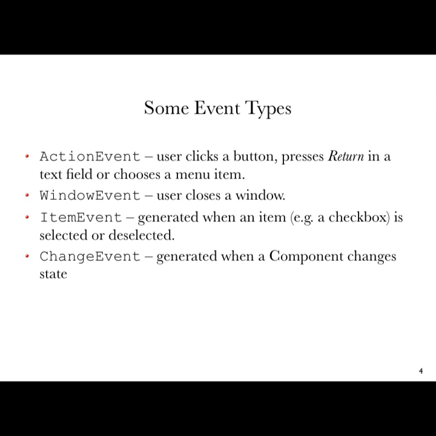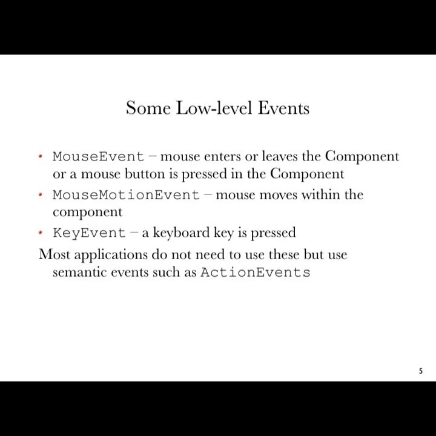So that's basically a distinction between these semantic events, things like action event and window event and item event and change event. So I think these are fairly obvious what these things are doing, yeah? Clicking a button, pressing return in a text field, closing a window, selecting a checkbox or something like that. And then the low-level events are more things like this, yeah?